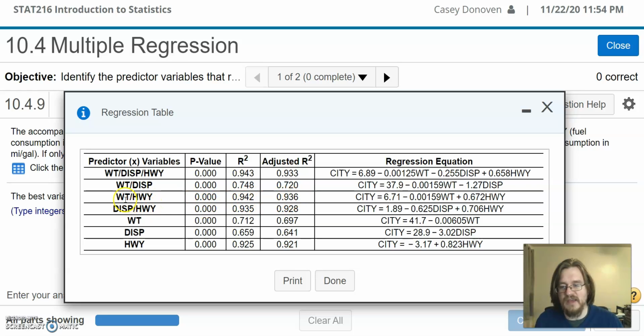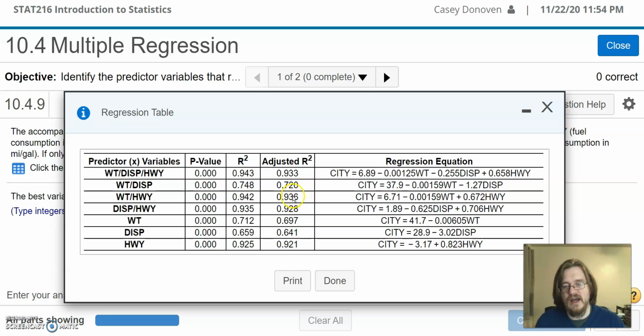So then, okay, the weight and highway seems to be the best out of just using 2 of them. And then when we come down to this bottom one down here, we also see one that's really high, and that's just using the highway gas mileage. So when we compare the highway gas mileage to using both the weight and the highway gas mileage, the p-values are both the same, and the adjusted r-squared is also just about the same. The only difference here being 0.015.